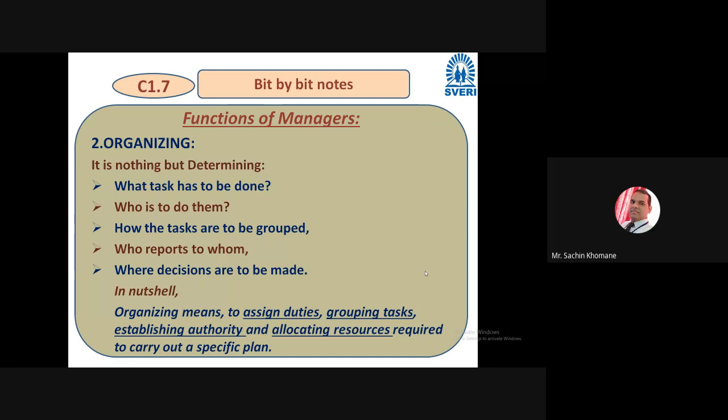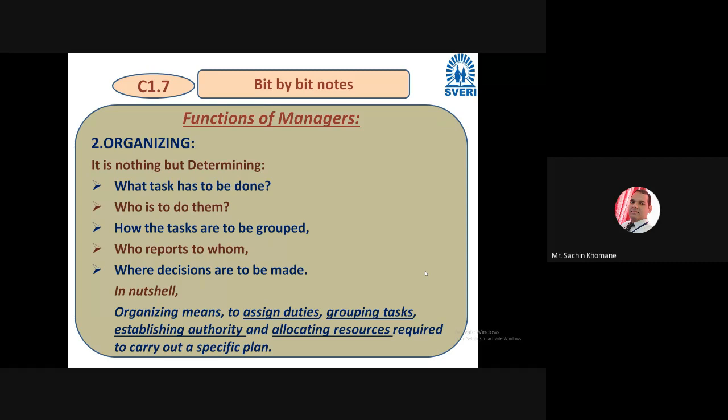So in a nutshell, organizing means assigning duties, grouping the tasks, establishing authority, and allotting the resources required to carry out the specific plan. Four things are there; in short, you can understand. In organizing: assigning the duties, grouping the tasks, establishing the authority, and allotting the resources.